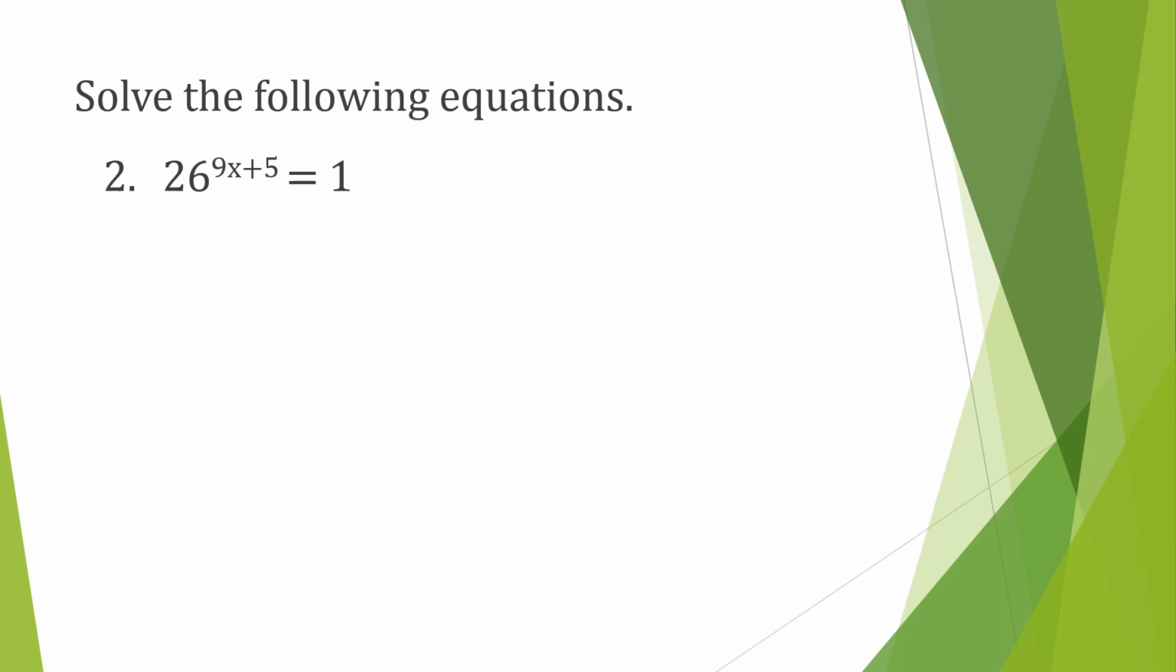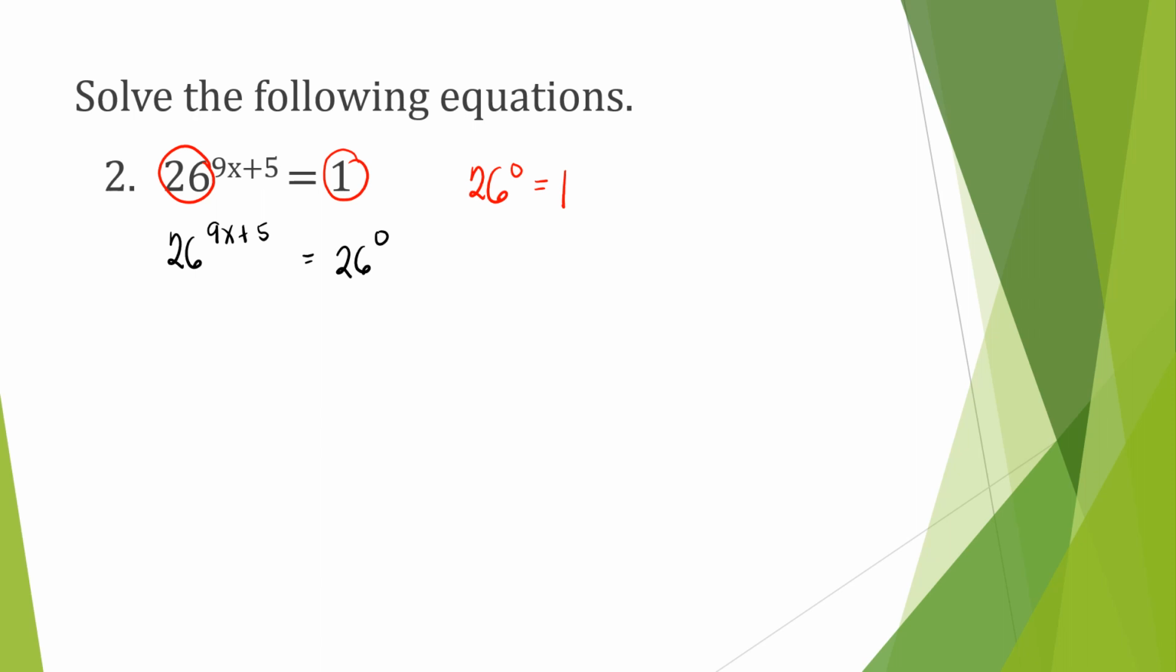Number 2. 26 raised to 9x plus 5 is equal to 1. Take note, again, the bases are not the same. We have 26 and 1. But we can rewrite 1 as a base of 26. We know that 26 raised to 0 is equal to 1. We write 1 as 26 raised to 0 so that each side has the same base. So this will become 26 raised to 9x plus 5 is equal to 26 raised to 0.